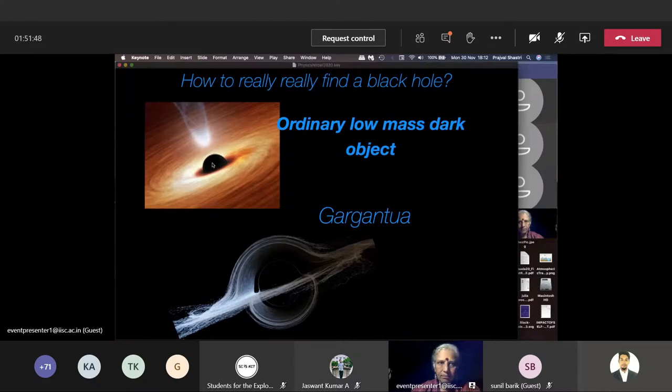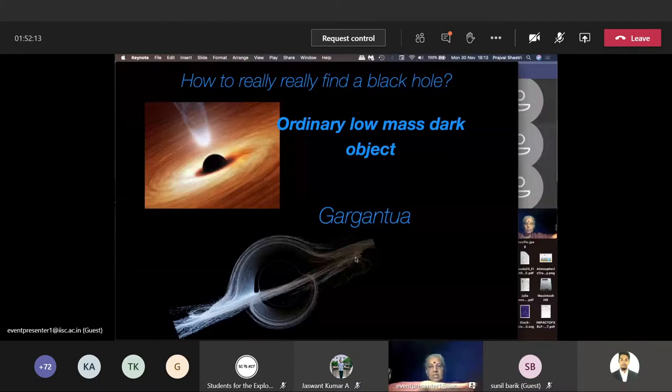However, if you had a black hole there instead of a low mass, just ordinary dark object, then because of the curvature of space-time near the black hole, the silhouette would look very different. The silhouette would look like what Gargantua looked like in the film Interstellar. And that is because there is this stuff which is swirling around the black hole and then eventually plunging into it. And because it is accelerated, it will be heated and then it will shine.